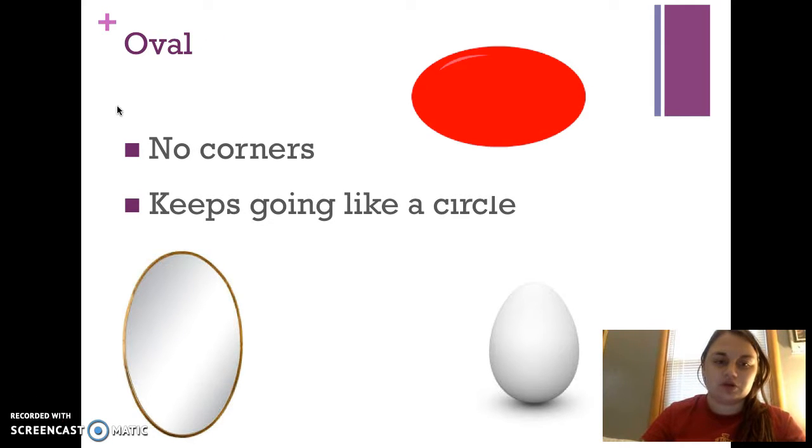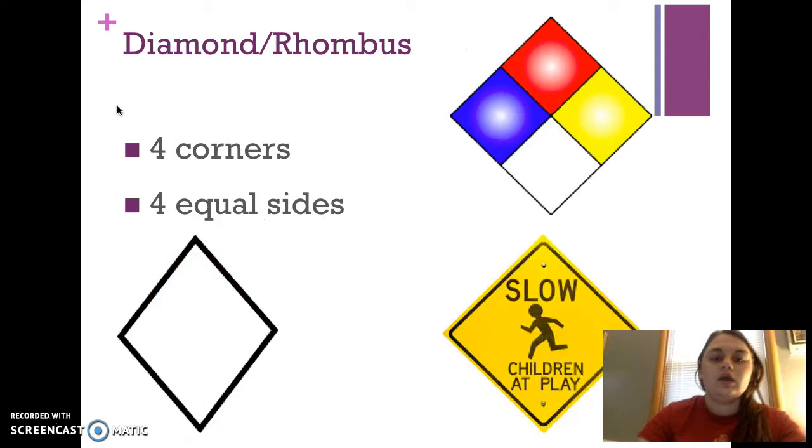An oval, like a circle, has no corners and it keeps going. So to show what an oval looks like, I put an oval-shaped mirror and an egg. A diamond, or a rhombus, has four corners and four equal sides. I put a slow children at play sign to show the shape of a diamond.